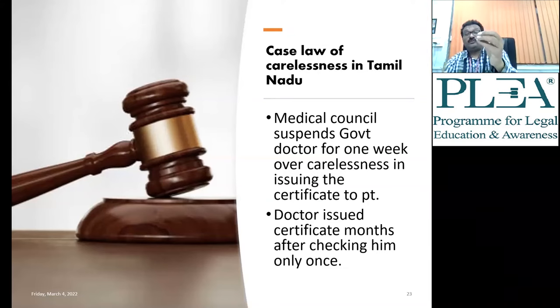That means, X doctor has examined Y patient. Now, immediately after that, he should have issued that certificate that yes, X patient was examined by me on this day, this date. This is my provisional diagnosis. And for treating this case, say I have advised 2 days, 3 days, 5 days, whatever is appropriate, rest for that patient. But in this case, that doctor issued the certificate months after checking him. He had checked him only once and gave the medical certificate for so many days. So the medical council felt it was an act of recklessness or rashness. So his license was suspended for 1 week.